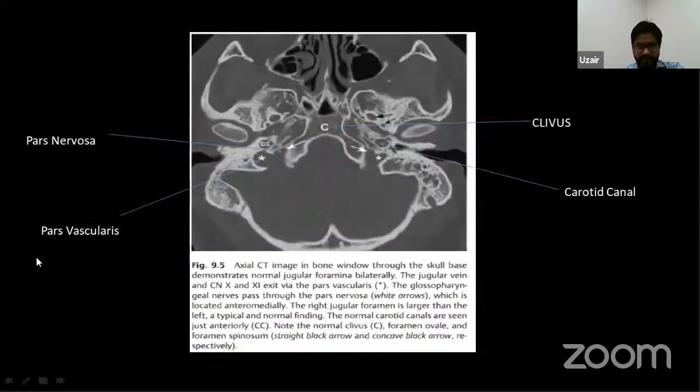Now this is the CT scan through the same level. Here we can appreciate the clivus. The CC denotes the carotid canal. And then this portion, all of this is the jugular foramen, and we can appreciate the jugular spine here. So this more medial part is the pars nervosa, through which the glossopharyngeal nerve is going to pass. And then we have the pars vascularis, through which the vagus and spinal accessory nerves traverse.